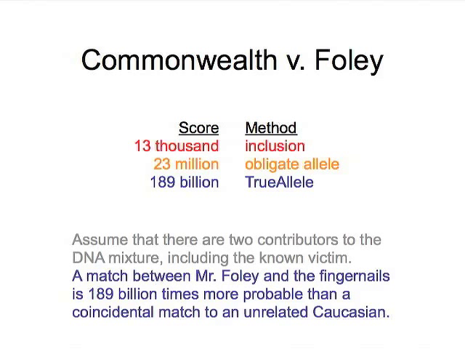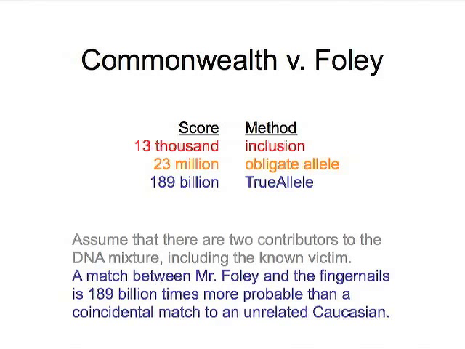How would you state this using the language? Well, you make your assumptions. You assume maybe there are 2 contributors to the DNA mixture, including the known victim, and this is English: a match between Mr. Foley and the fingernails is 189 billion times more probable than a coincidental match, in this case, to an unrelated Caucasian person.